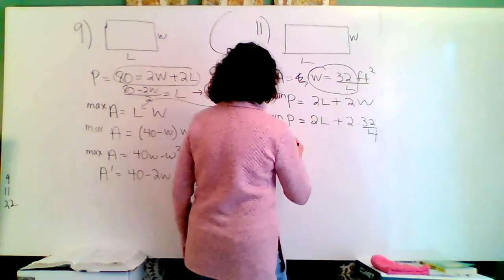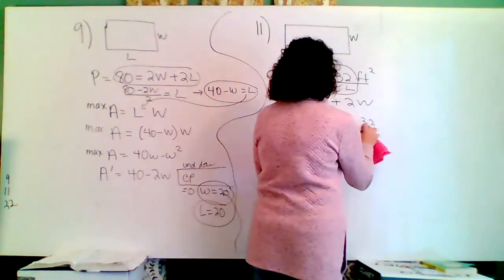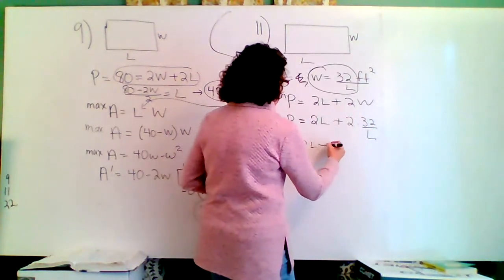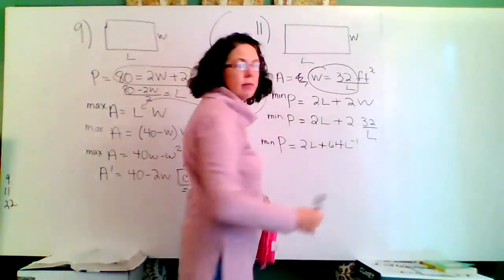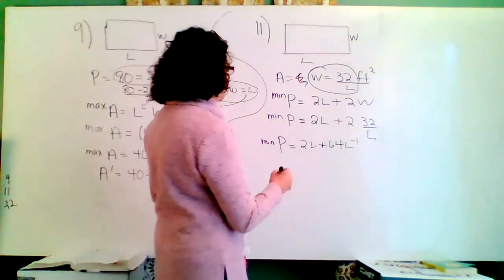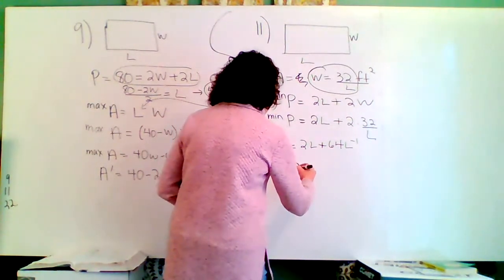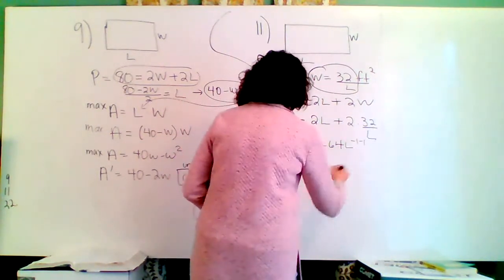One more fix up before we take the derivative. Oh, that's an L. I'm writing random numbers. Why not? There we go. 2L plus 64. And I'm going to put that as L to the -1 because I'm about to take the derivative. Okay, so let's go ahead and take the derivative. That would be 2 minus 64 L squared.